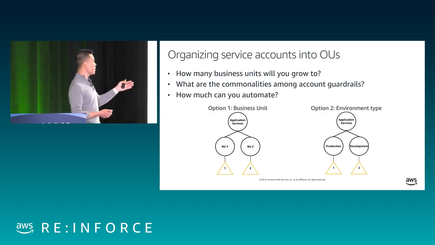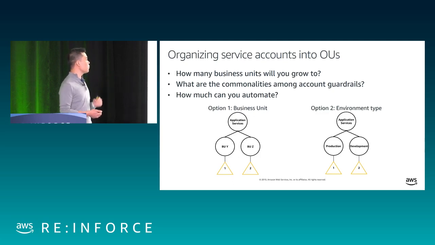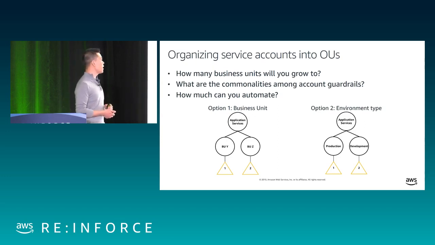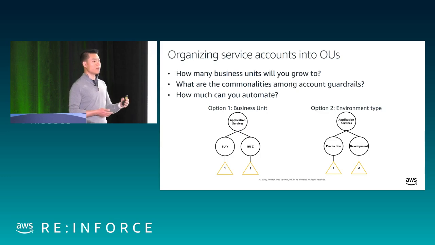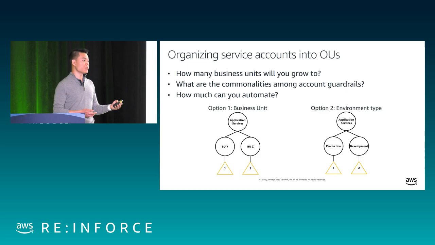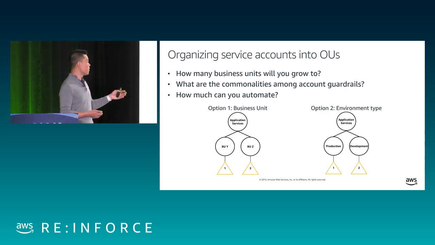You can see over here, I've introduced two different ways in which you can think about grouping your accounts, in this case under the Application Services OU. On the left side, we talk about grouping them by business unit. Over here, I may have Department Y and Department Z, with all of the accounts owned by Department Y grouped together, and all of the accounts owned by Department Z grouped together. This gives me a really good way of looking at my organization and very quickly seeing all of the accounts that are owned by a particular business unit, and all of the accounts that are owned by another business unit.